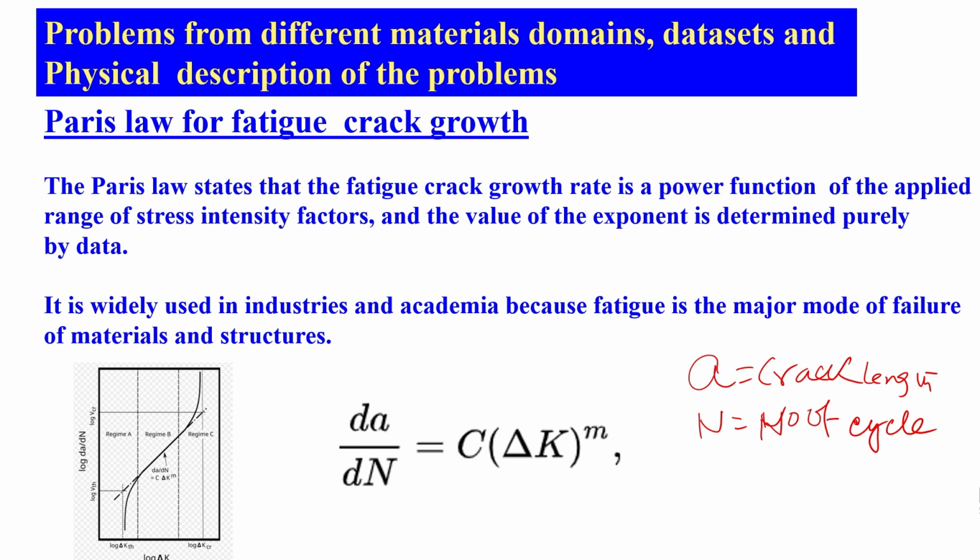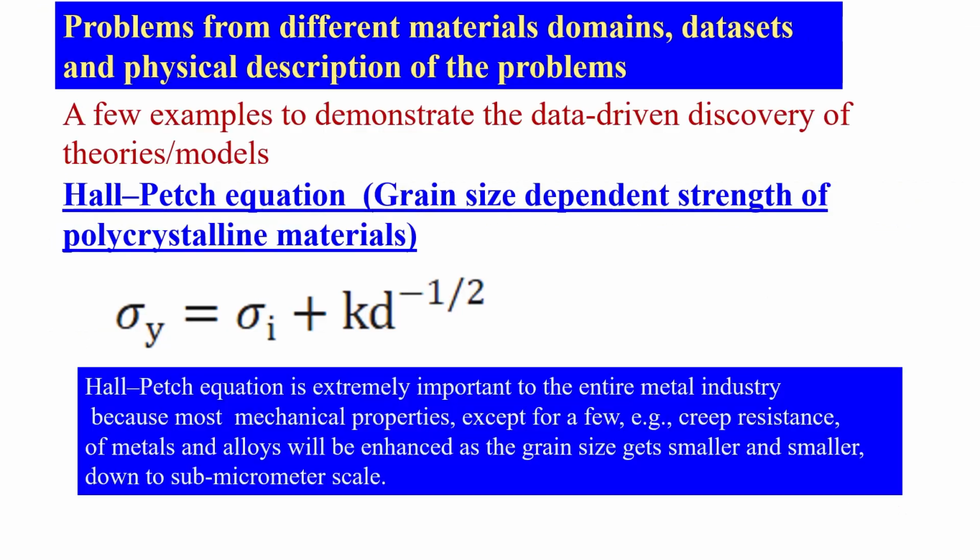Delta K is the difference of stress intensity factors when there is a crack with respect to when there is no crack, right. That is the difference of stress intensity factor in these 2 situations. So, that is what delta K is. This equation can also be derived using a data driven approach.